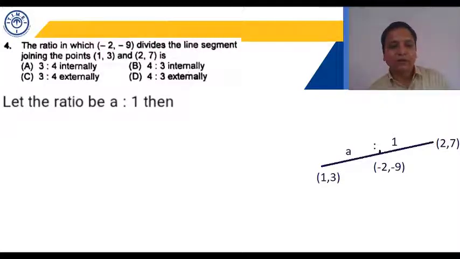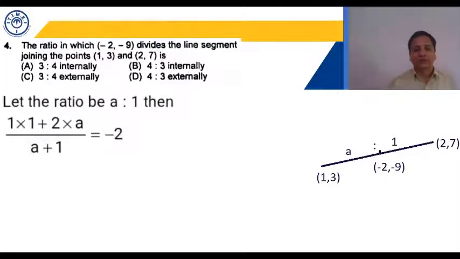Let the ratio be a:1. Moving further, as we apply the section formula, (1 into 1 plus a into 2) upon (a plus 1). This should be equal to the x coordinate of the point, that is -2. Simple expression, section formula: (m into x2 plus n into x1) upon (m plus n). 1 into 1 plus 2 into a upon a plus 1 should be equal to -2. Now we just cross multiply. 1 into 1 is 1, 2 into a is 2a, and when a plus 1 goes to the right hand side, it gets multiplied with -2.